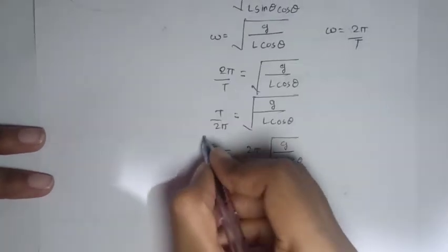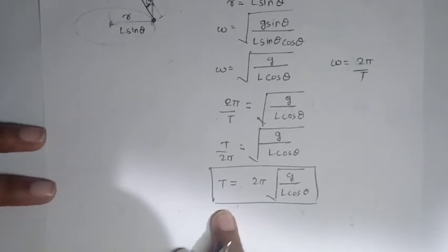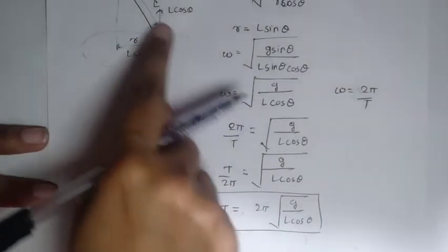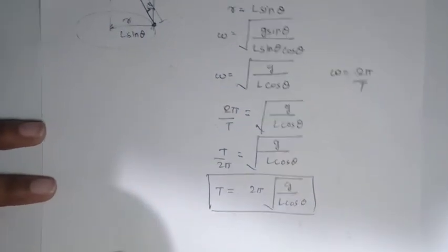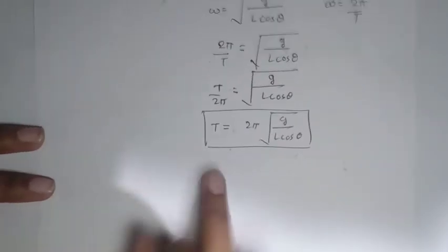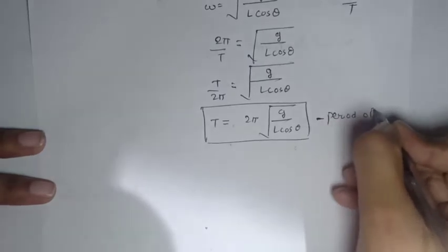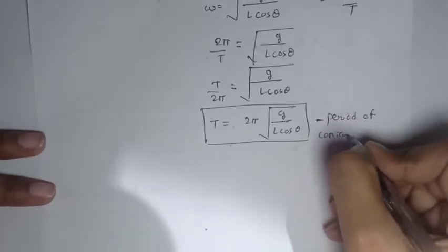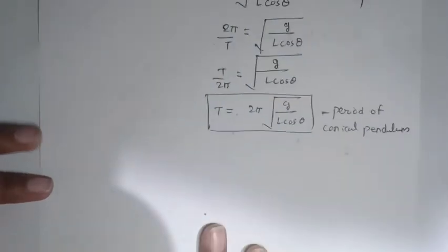so you will get T equals 2 pi under root L by g cos theta. This is the equation of the period of a conical pendulum, that within the time T, how much circular motion that object is going to perform. So this is nothing but the period of a conical pendulum. This is the most important point of this topic.